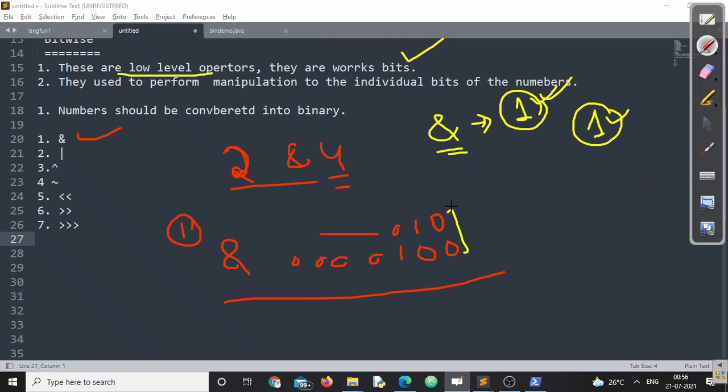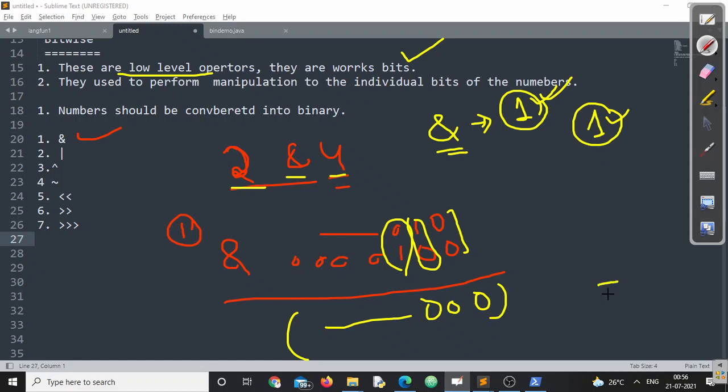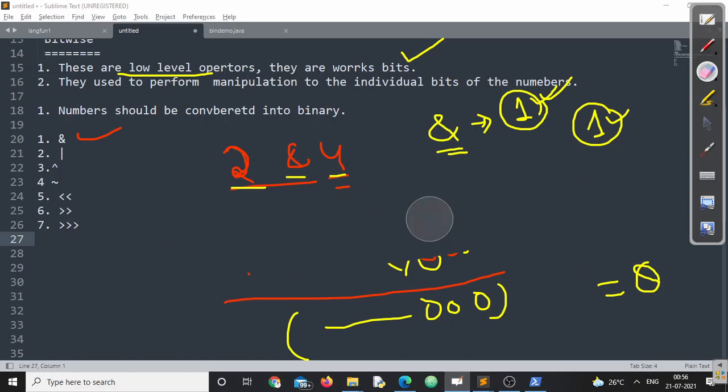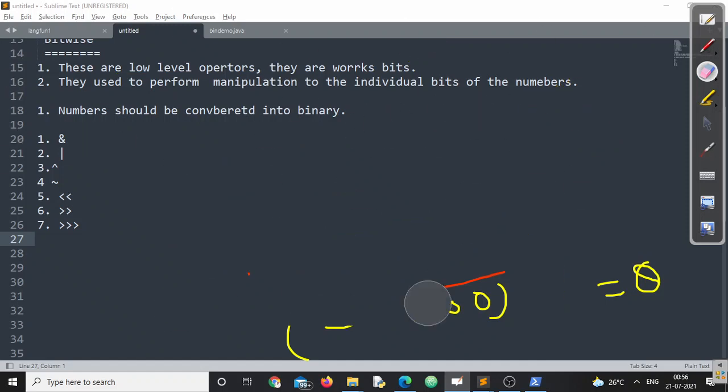Clear? Okay. Then 0 and 0, you'll say this will be 0. Again, the second bit, 1 and 0, it will be 0. Third bit, 0 and 1, it will be 0. The remaining are all zeros. So if I operate 2 bitwise AND 4, the value will be 0, right? Similarly, you can try some more examples by yourself.